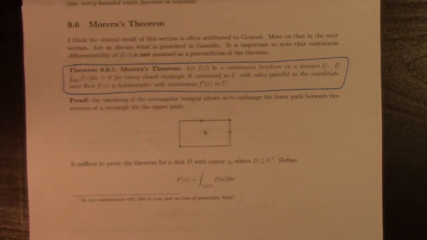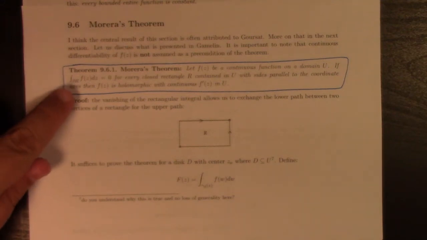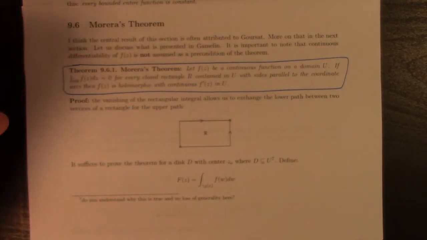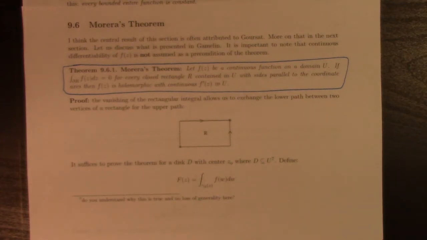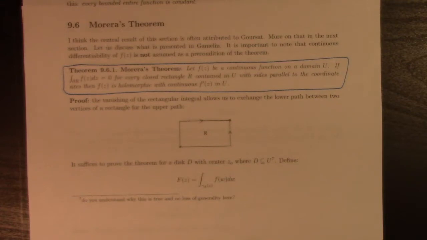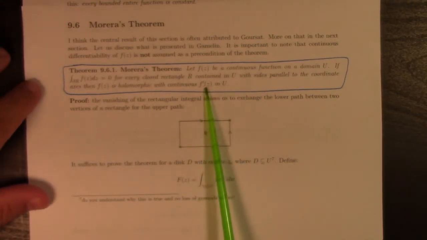There we go. All right, so this is Morera's theorem. Let f(z) be a continuous function on domain U. If the integral around the boundary of any rectangle is 0, for any rectangle contained in U with sides parallel to the coordinate axes, then here's the punchline: f(z) is holomorphic with continuous derivative f'(z) in U.